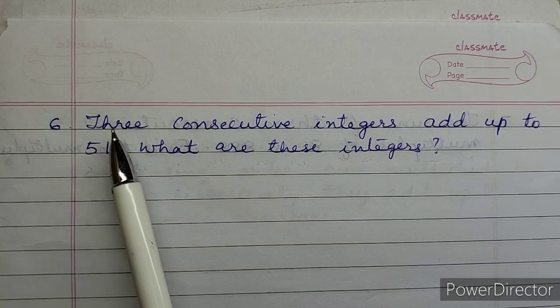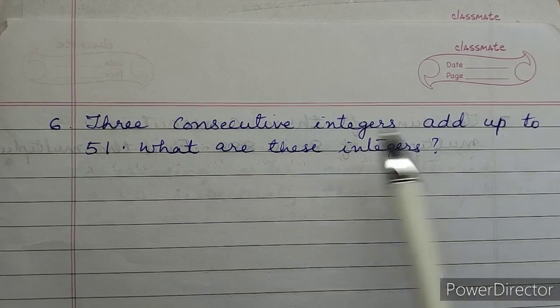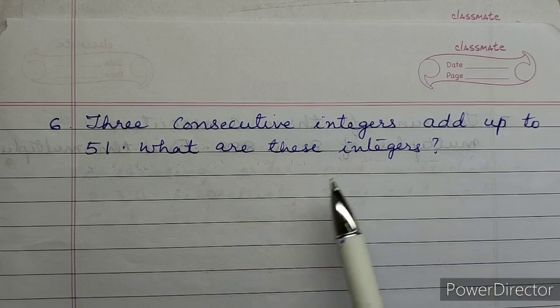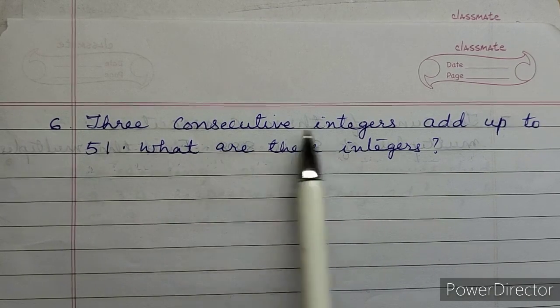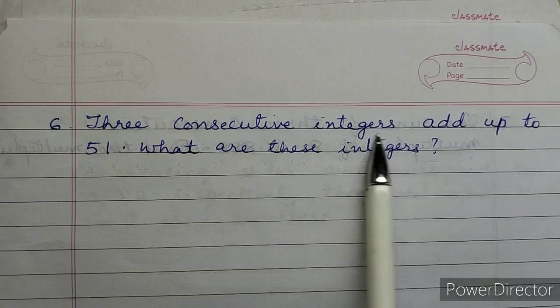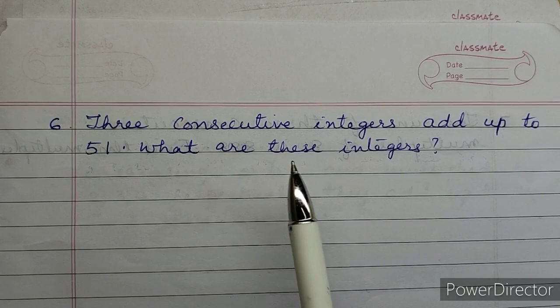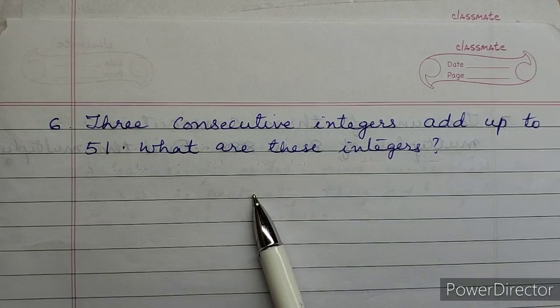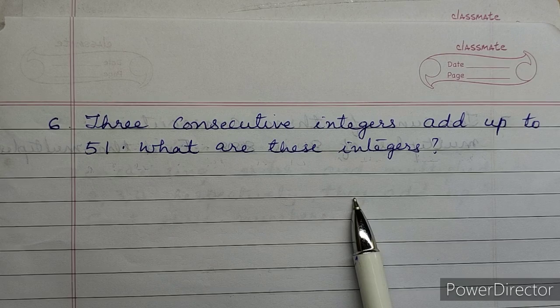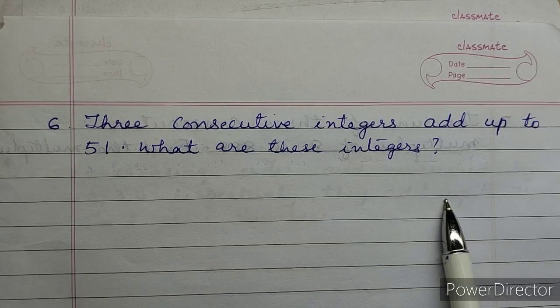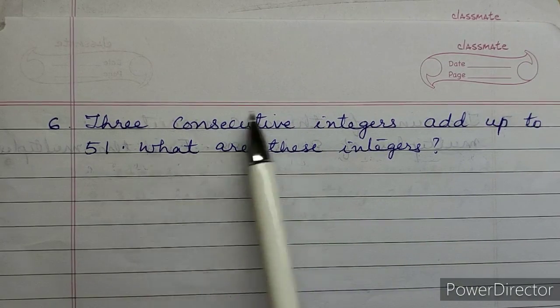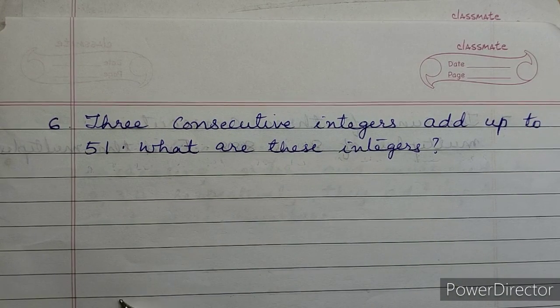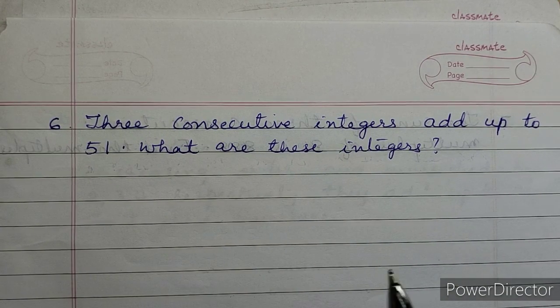Next sum: 3 consecutive integers add up to 51. What are these integers? So, 3 consecutive integers. What is the meaning of consecutive integers? Consecutive means next to next numbers. So for example, if you select 2 as the first number, the next consecutive number will be 3. Next will be 4, like that. So here if you select the first number as x, what will be the next number? Plus 1, right? So x plus 1, then the next number will be x plus 2.